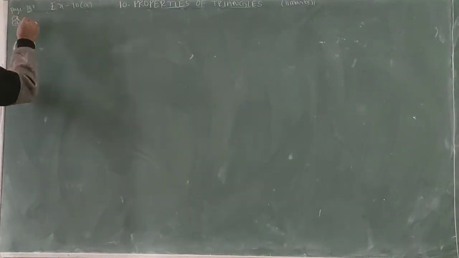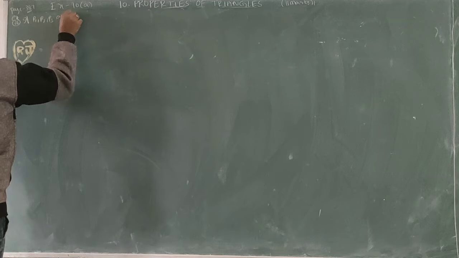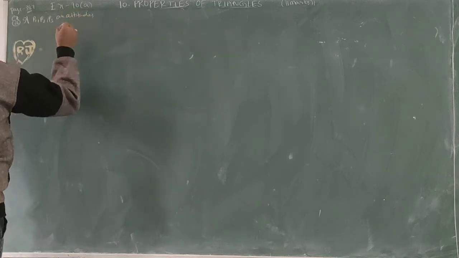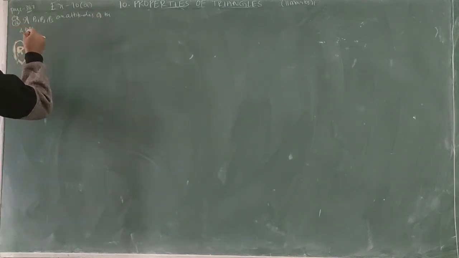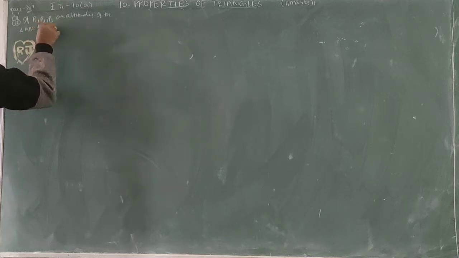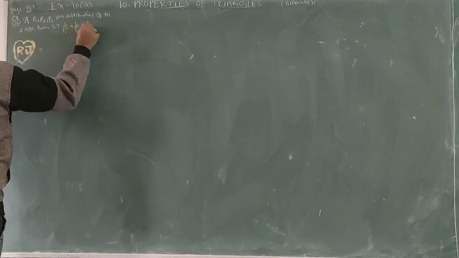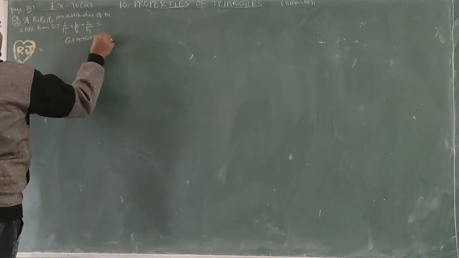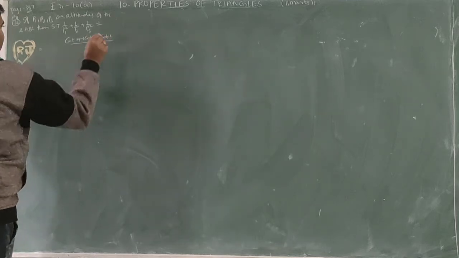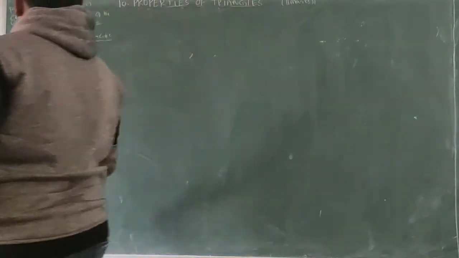So, 26th example. If P1, P2, P3 are altitudes of the triangle ABC, then show that 1 by P1 square plus 1 by P2 square plus 1 by P3 square equals (cot A plus cot B plus cot C) by delta. Okay, first solution.